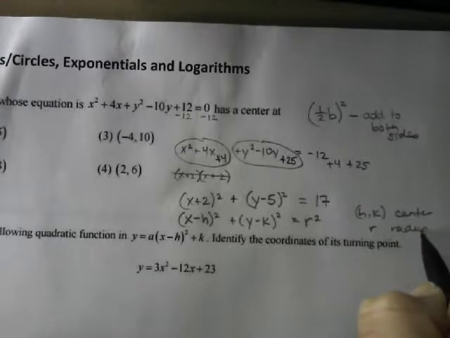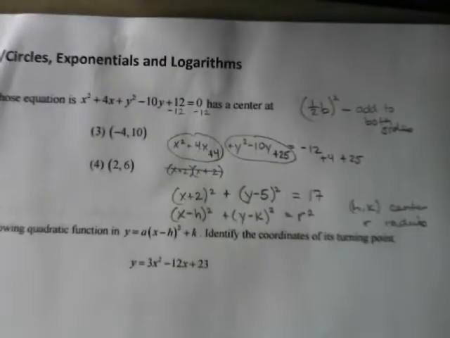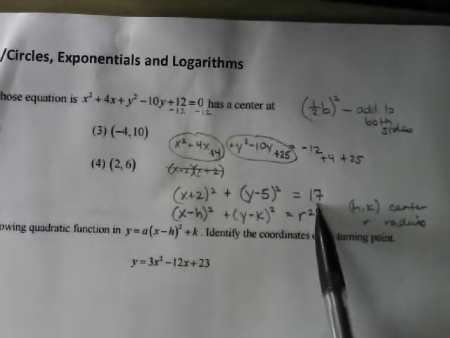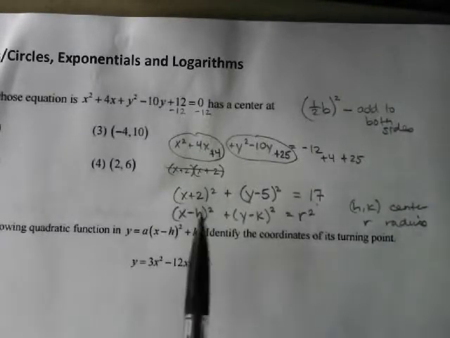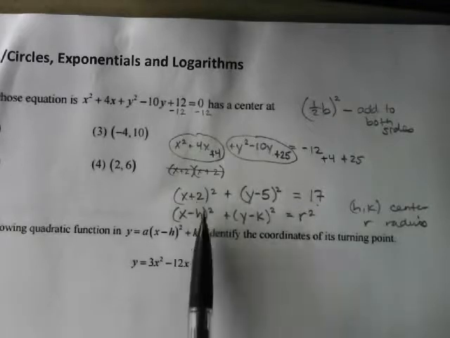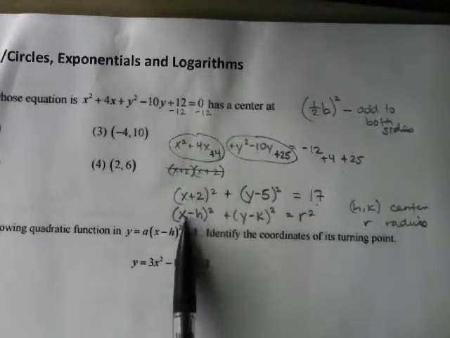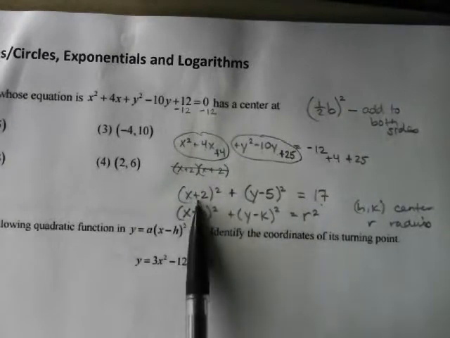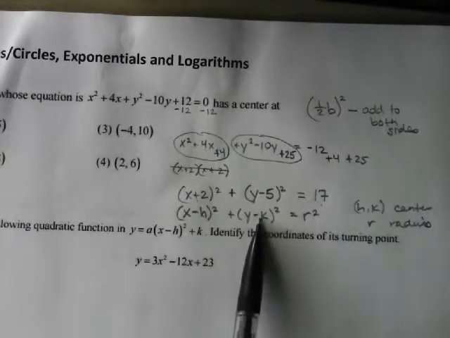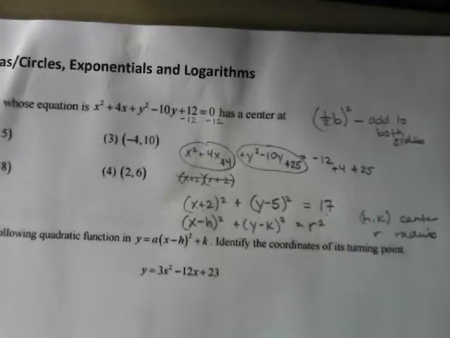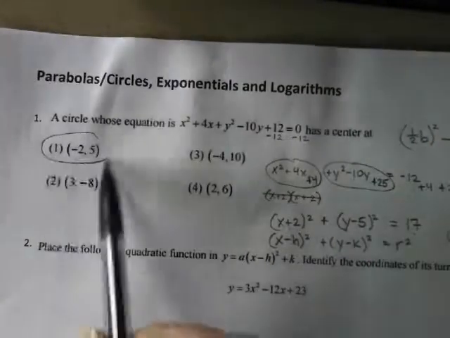So in this case, our radius is the square root of 17, because that's r squared, so r would be the square root of 17. Our h is negative 2, right? H had to have been negative 2. X minus negative 2 is what turned that into a plus 2. So h itself is negative 2, and k is exactly 5. So negative 2, 5 is our center.